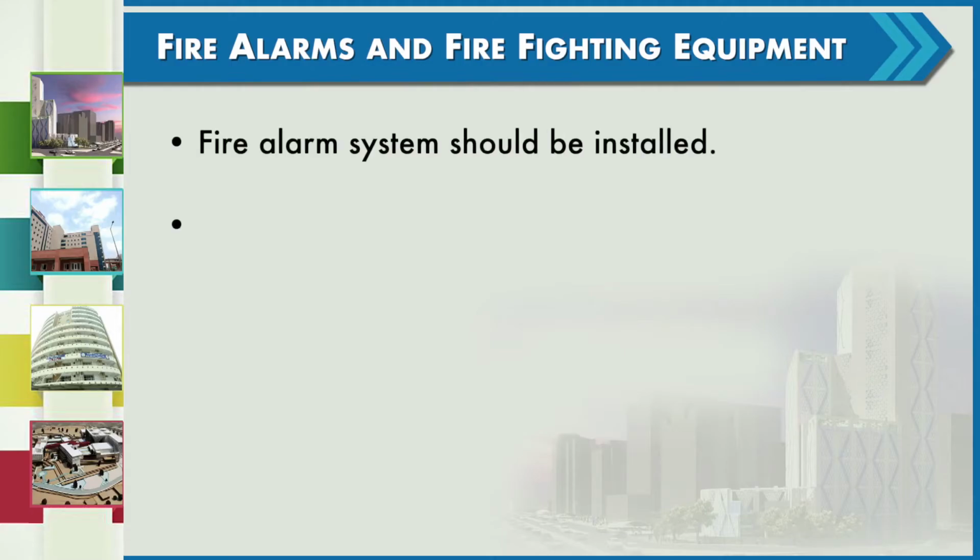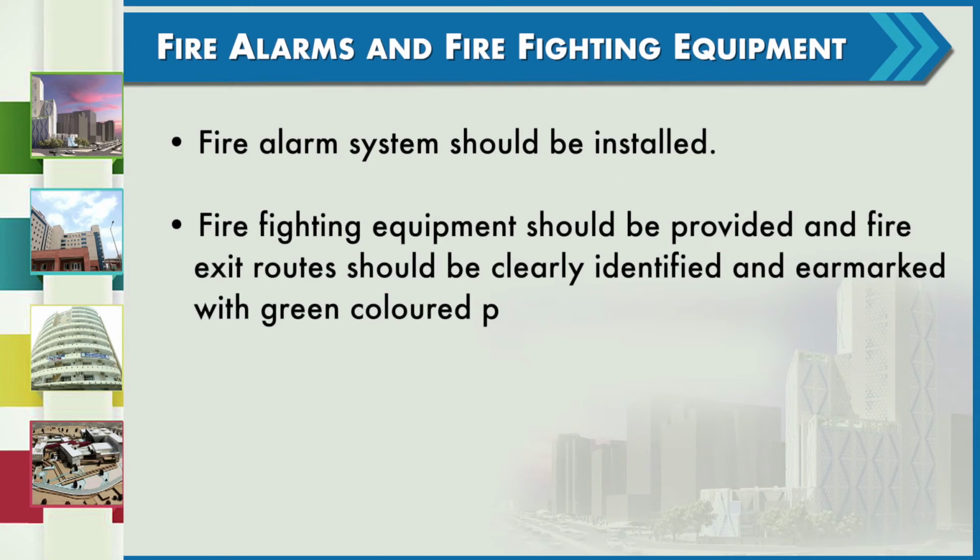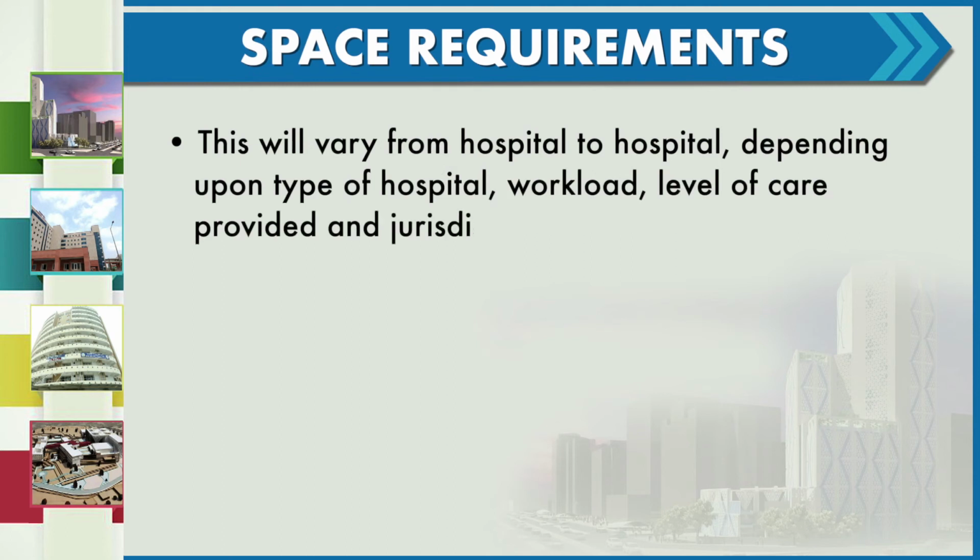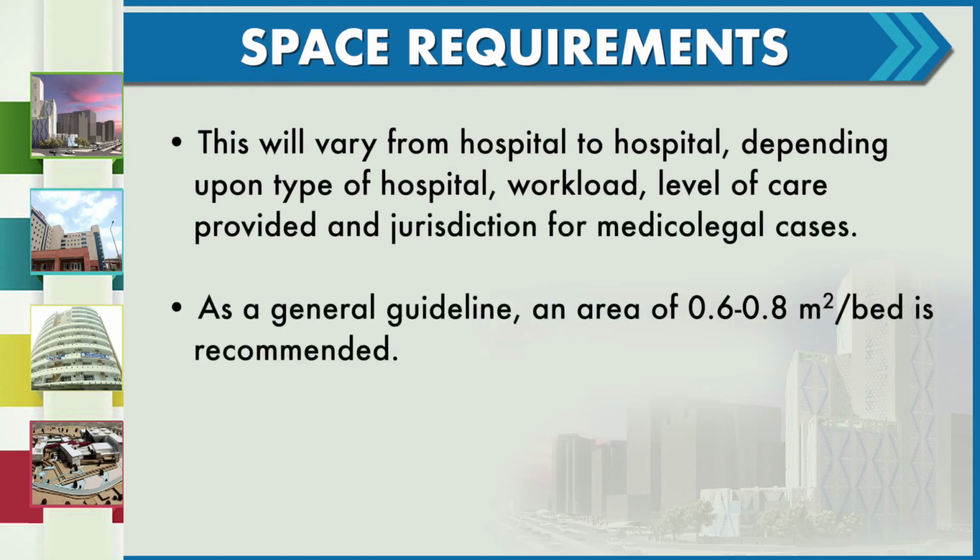Fire alarms and firefighting equipment. Fire prevention, detection, and fighting arrangements should be installed. Firefighting equipment should be provided in fire exit routes, should be clearly identified and earmarked with green colored paint as well as illumination done on them. Space requirements. This will vary from hospital to hospital depending upon the type of hospital, workload, level of care provided and jurisdiction for medico-legal cases.